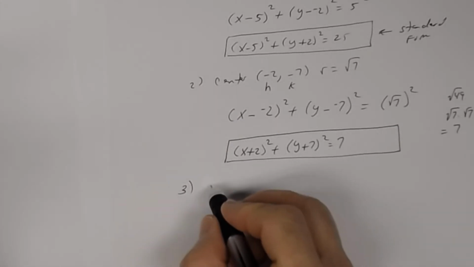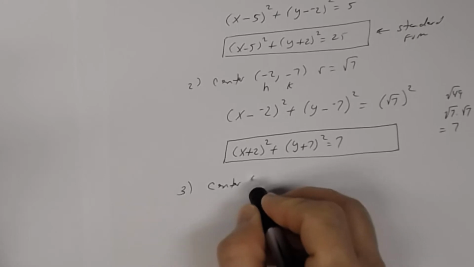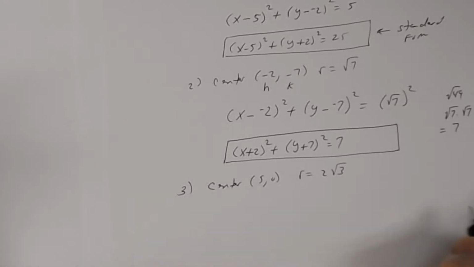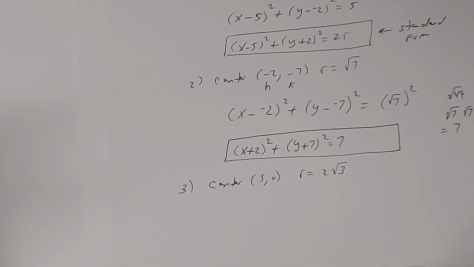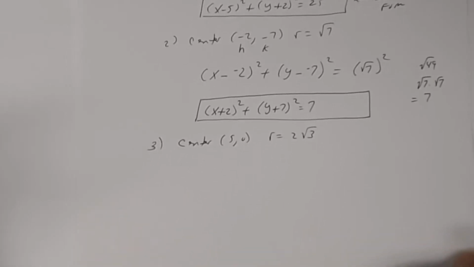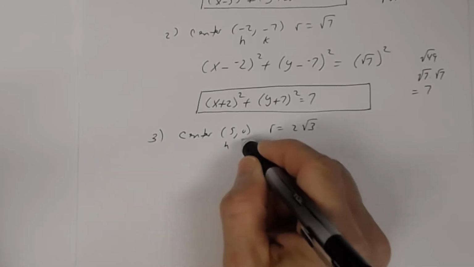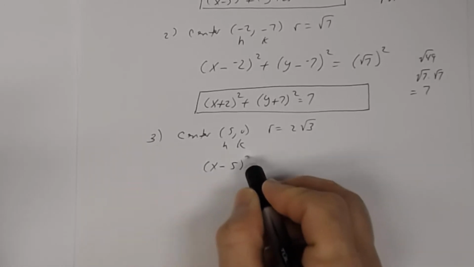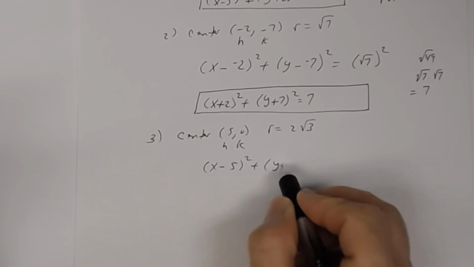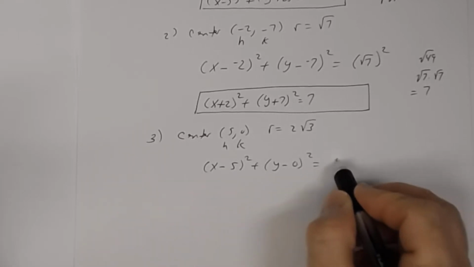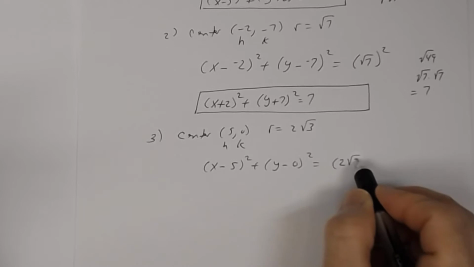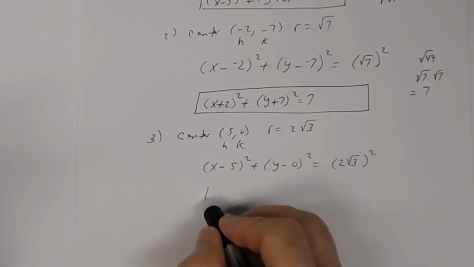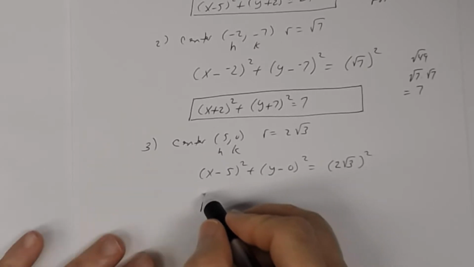Number 3, you're told that the center is (5, 0), and the radius is 2 square root of 3. So the center is (5, 0), and the radius is 2 square root of 3. So again, there's your h, there's your k. So you're going to say (x minus 5) squared plus (y minus 0) squared equals the radius, which is 2 square root of 3, squared. Again, that's not your answer. You're going to simplify this a little bit more.